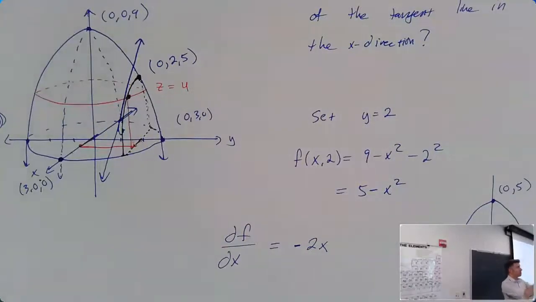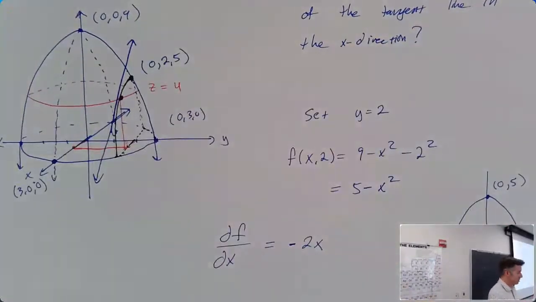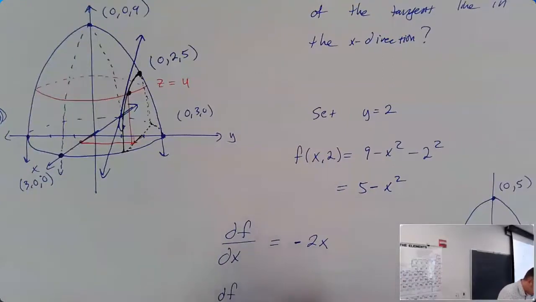If I'm only moving in the x direction, y isn't changing. I'm not moving left or right. I'm only moving forwards or backwards. So y, for all intents and purposes, is a constant. Specifically at this point, or on this plane, y is 2. I literally plugged it in and said, oh, I've got 5 minus x squared, the derivative is negative 2x. And then I will also point out the derivative of that function evaluated at the point we're interested in, which is the point (1, 2, 4).